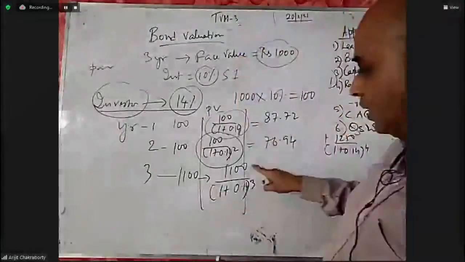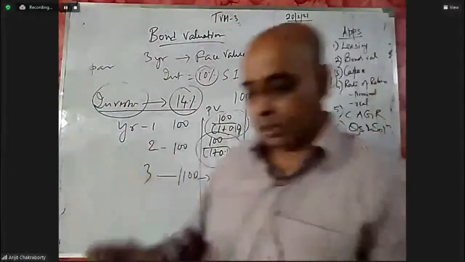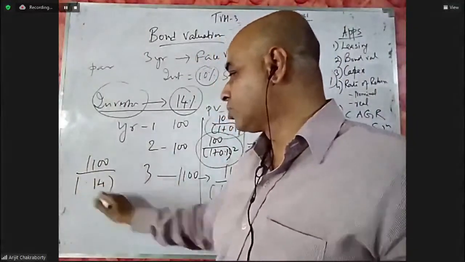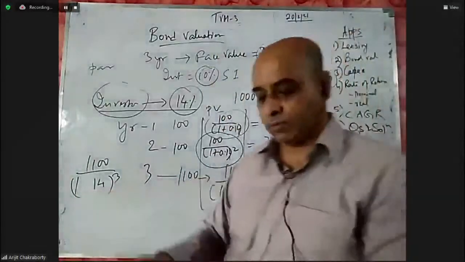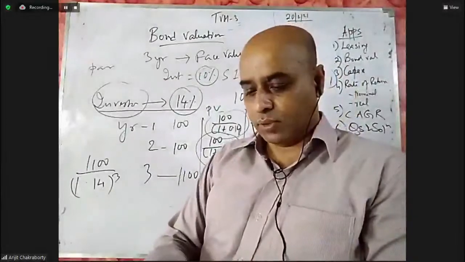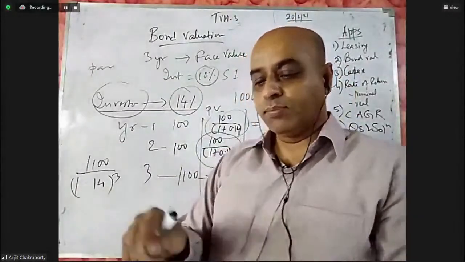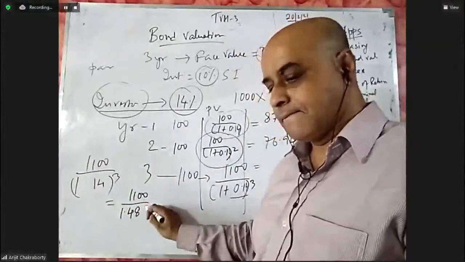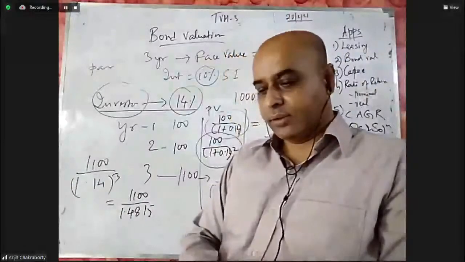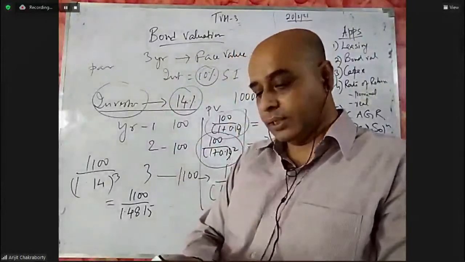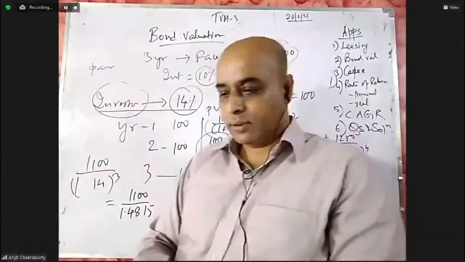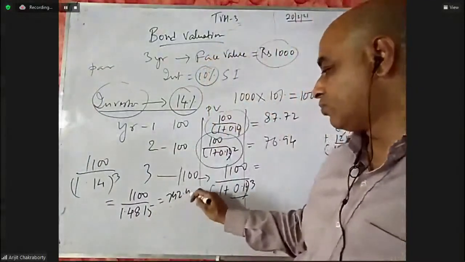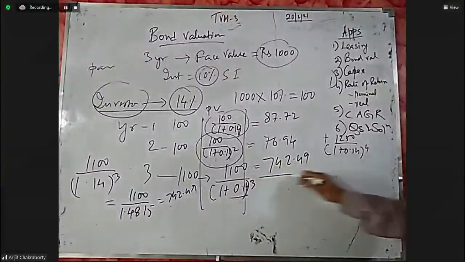The third year I'm getting 1100 divided by 1 plus 0.14 cube. So let me calculate this. 1100 divided by 1.14 to the power cube, because 1 plus 0.14 is 1.14. So 1.14 into 1.14 into 1.14, I'm getting 1.4815. So it is 1100 divided by 1.4815. This gives me 742.49. Let me write it here, 742.49, and we have done the problem.